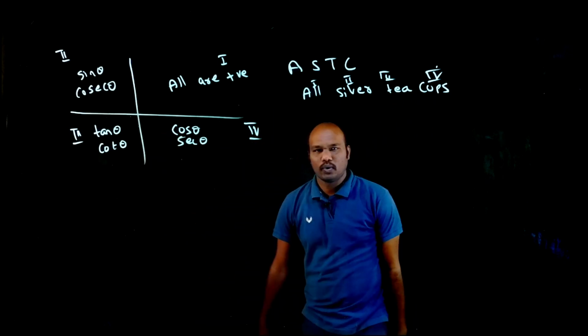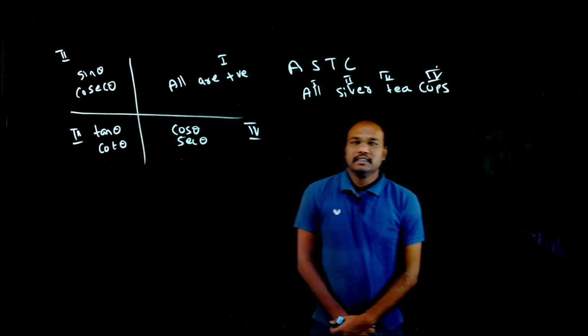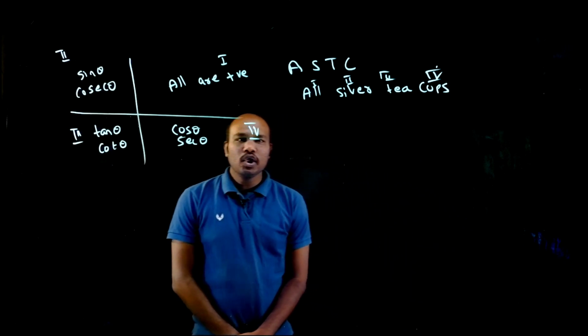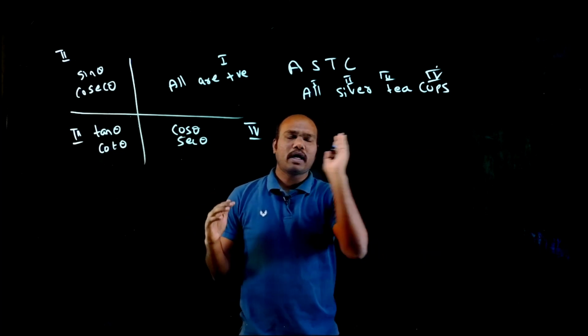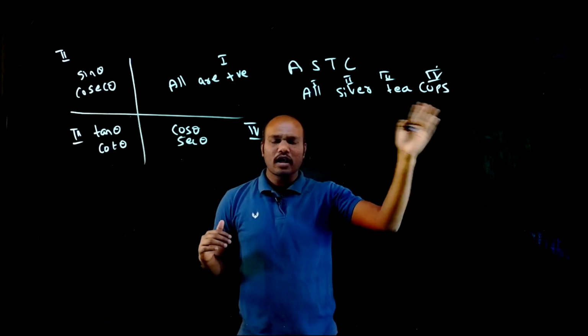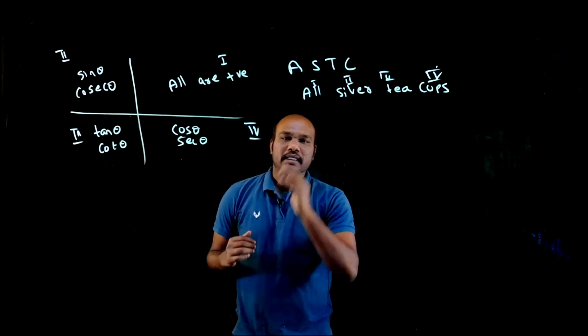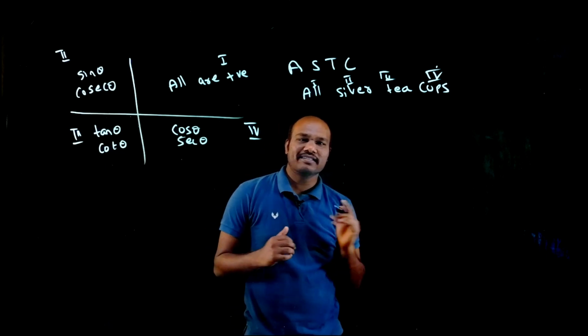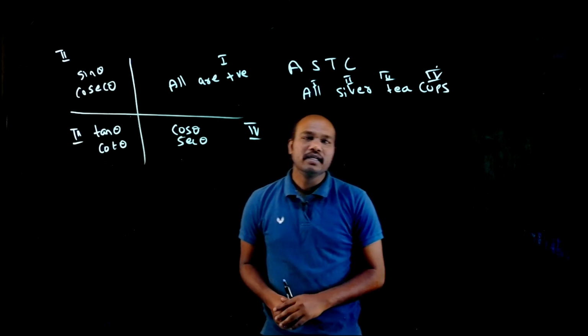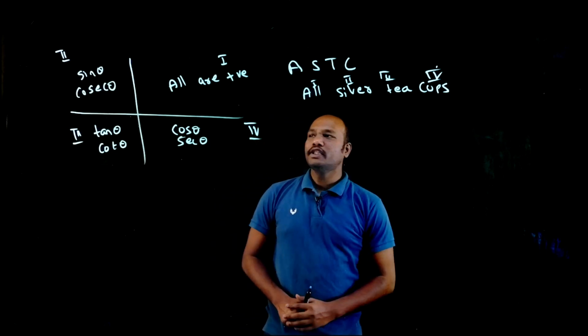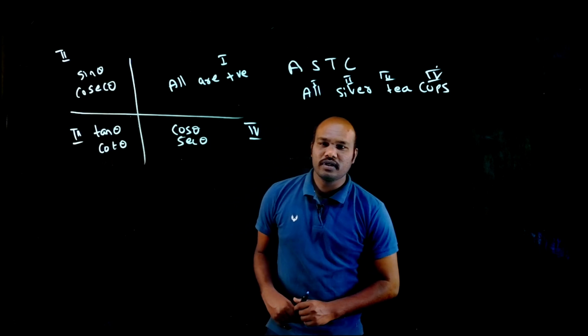You should know this. You should learn. Pause the video. All silver teacups. If you can close your eyes, think of quadrants 1, 2, 3, 4. First quadrant all are positive. Second is sine and cosecant. Third is tan and cot. Fourth one is cos theta and secant theta. If you can remember this, that will be excellent. If you cannot remember, pause the video, learn it right away, then go to the next.